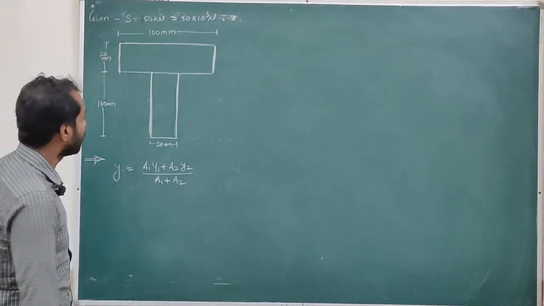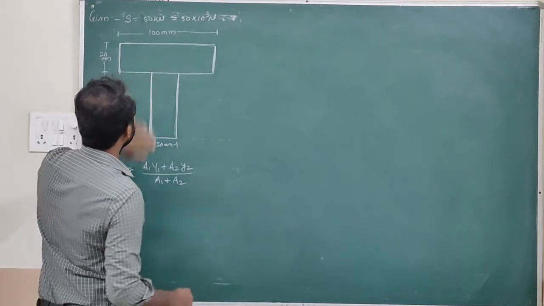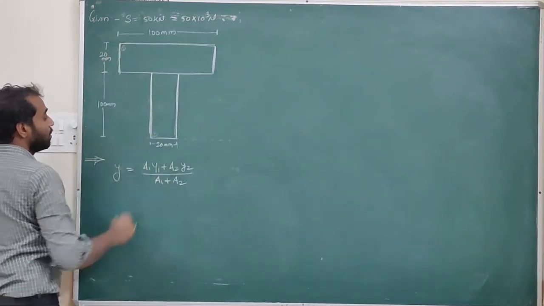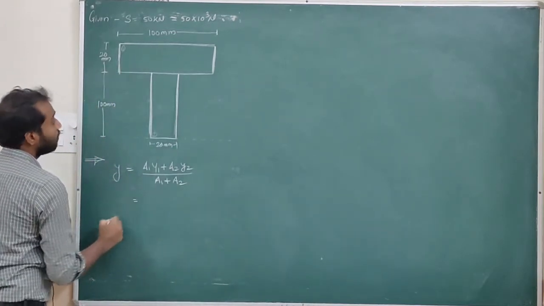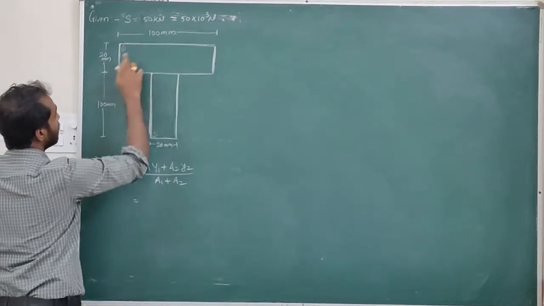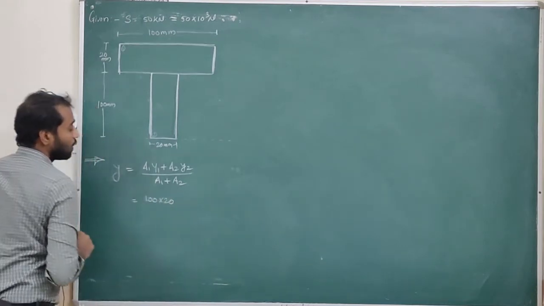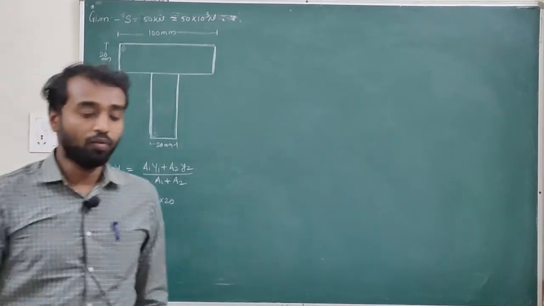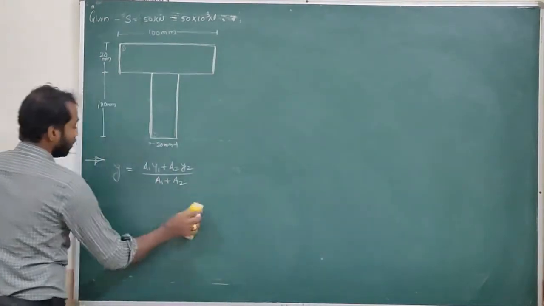Now in this case we will take one reference at the bottom of our beam, or at the bottom layer of our beam, and we divide this section into two areas. This is first element and this is our second element. So for first element, area of this particular section is 100 into 20. Next, we need to find out the value of y1 and y2. Now what is y1 and y2?